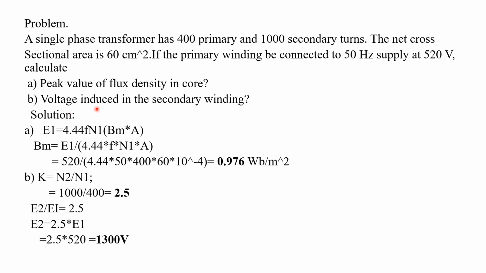So next we need to find out the voltage induced in the secondary winding, that is E2. We know that E2 by E1 is equal to 2.5. 2.5 is nothing but transformation ratio. From these details given, that is based on the number of turns in the primary and secondary, we will get the transformation ratio as 2.5. That is N2 by N1 is equal to E2 by E1 is equal to 2.5, so that from here we will get E2 as 1300 volt.